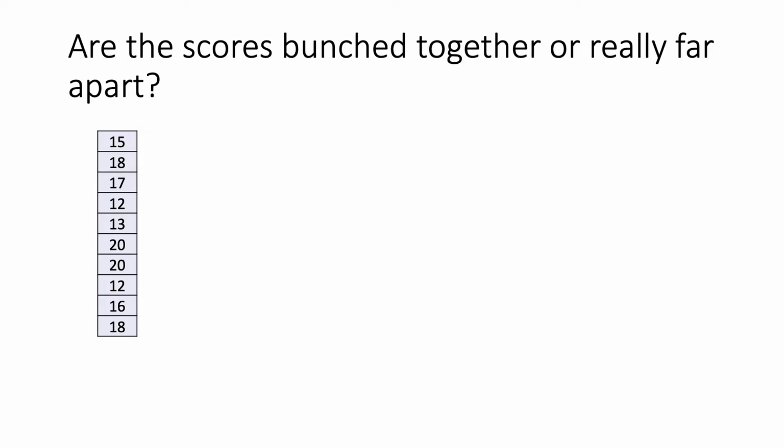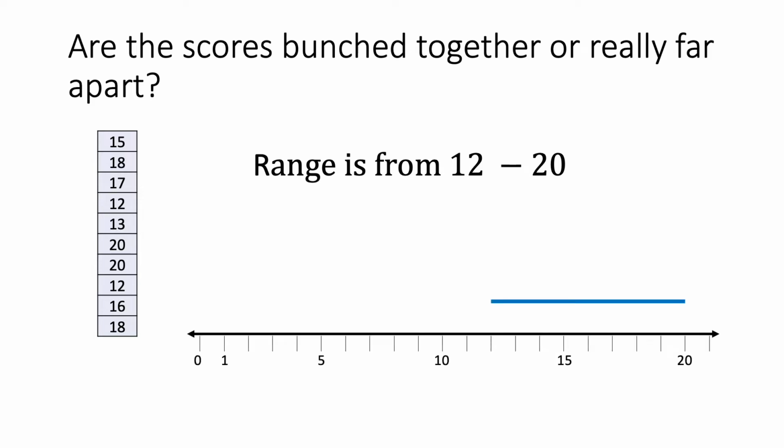Well, where do those scores fall on a number line? Are they bunched together? Are they really far apart? Well, one thing we ask is the range. So in these numbers, the low is 12 and the high is 20. So on a number line, there's its range. Those scores from my test fall right in there.